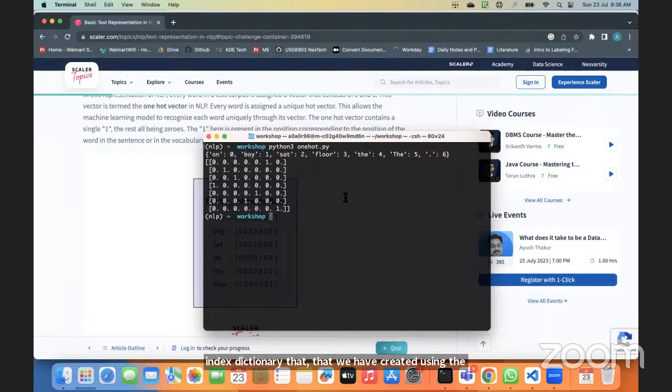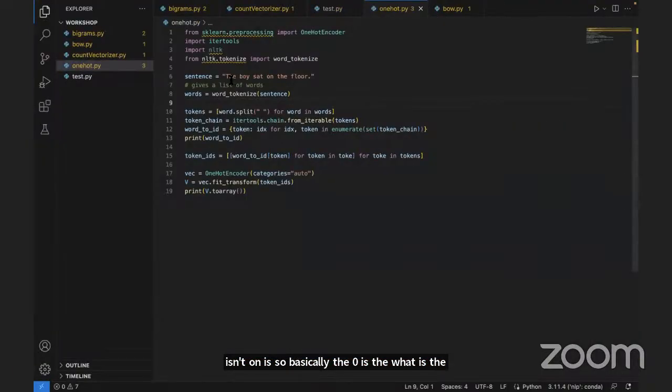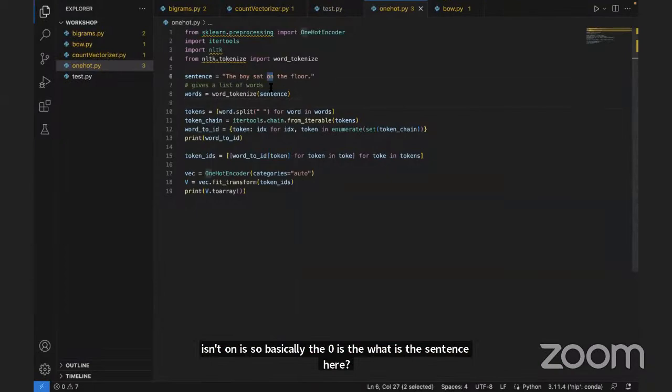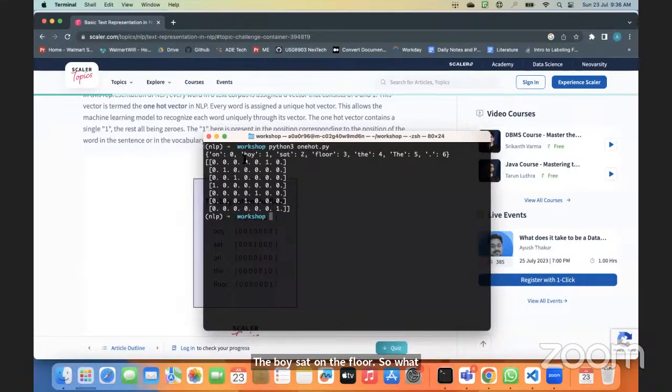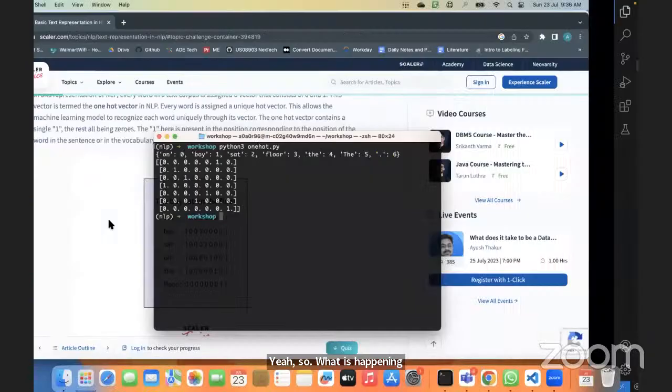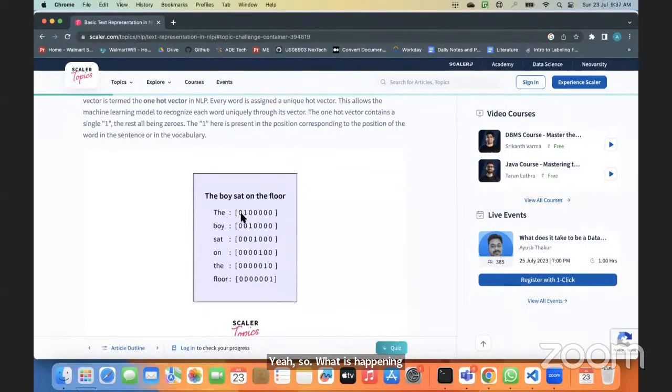And after this, what is it doing? Let's say on. What is the sentence here? The boy sat on the floor. What is the index of on? It is 3, right? So what is happening? You can see here, the is in the first index, so the first index of the vector is 1. And the boy is in the second index, so the second index of the vector is 1.